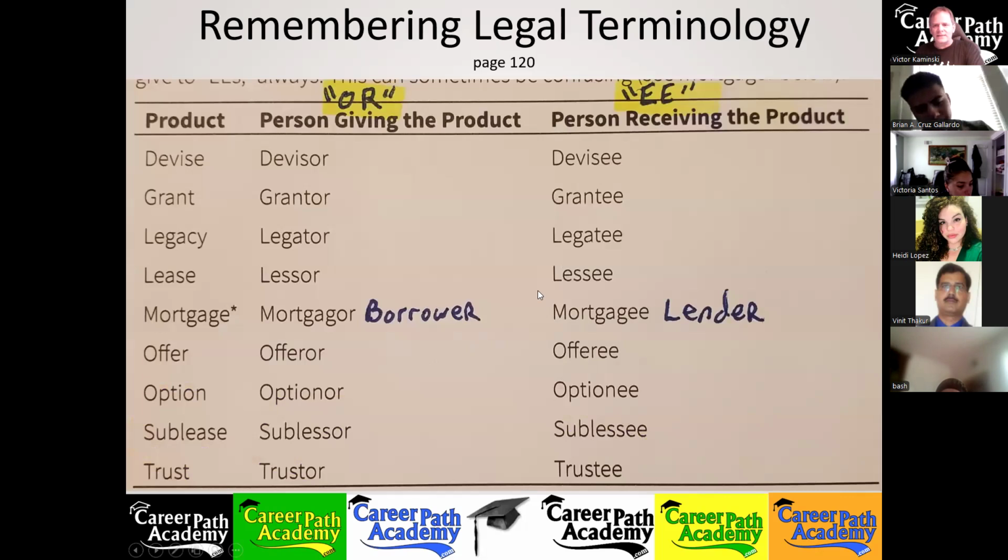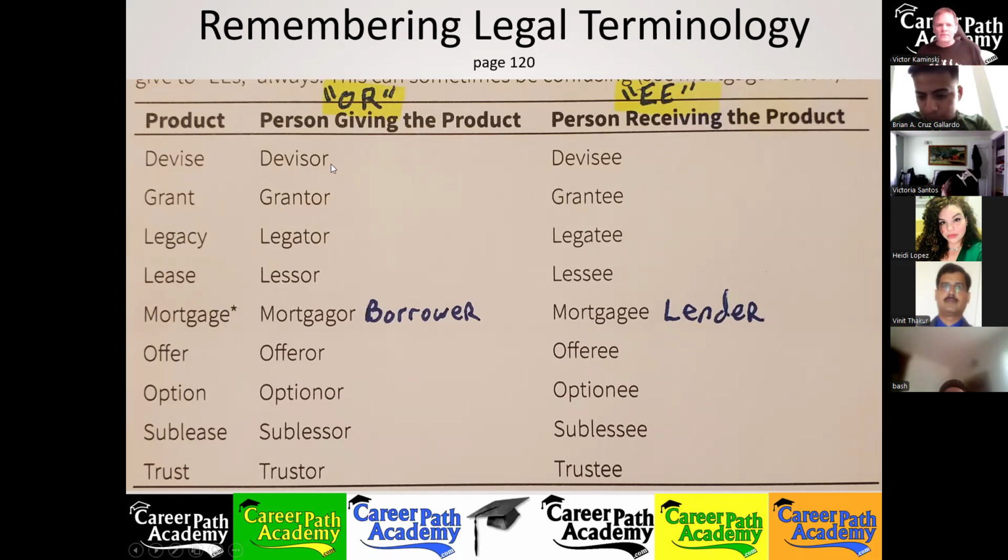And then we got this chart over here again on page 120, the next page. Here, I want you to write at the top in capital letters and highlight it, or put the highlights first so that you don't smudge your ink. Put a highlight here and then a highlight here, and then write OR above giving and EE above receiving. So we have the root word or the product, as they explain. As long as you know what the root word means, you could figure out who the players are. So devise is leaving a property to someone in a will.